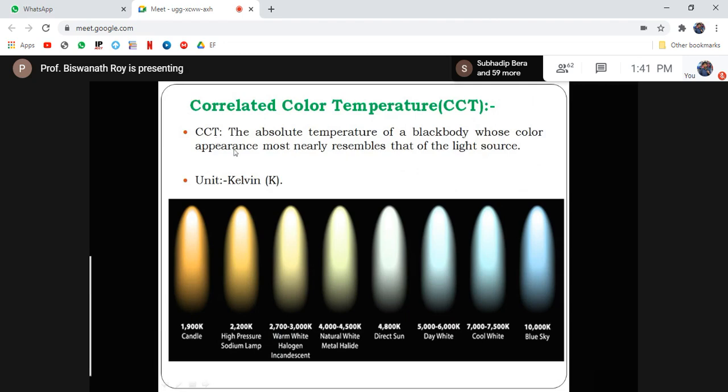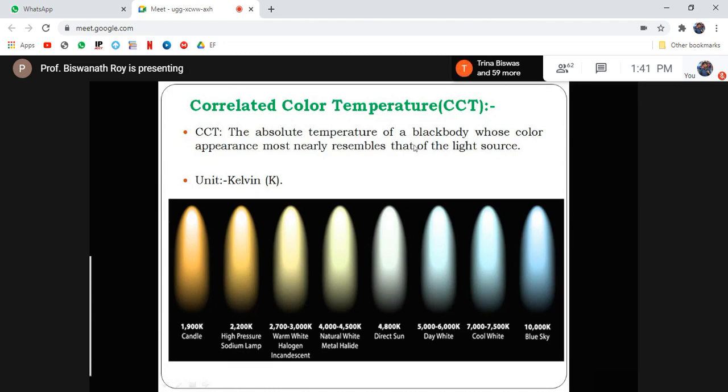Now, what is CCT? CCT is the absolute temperature of the black body radiator. Absolute means it is expressed in Kelvin. That's why it is absolute. So CCT is the temperature of the black body whose color appearance is nearly the same. For a candle, what is the CCT? 1900 Kelvin. So when a black body is heated to 1900 Kelvin, the color appearance of the black body is very close to the color appearance of the candle.